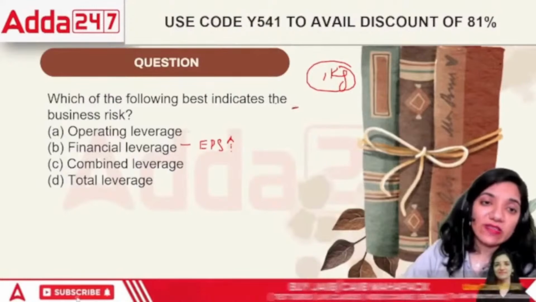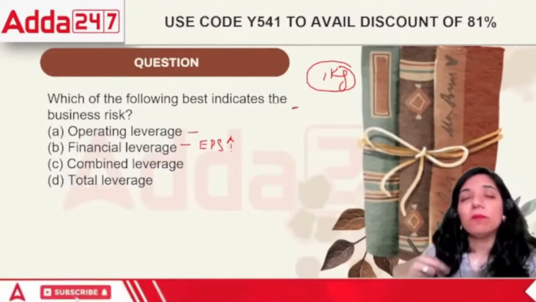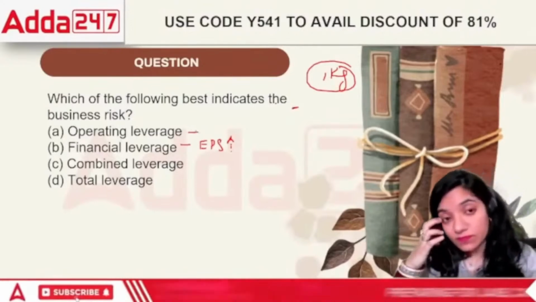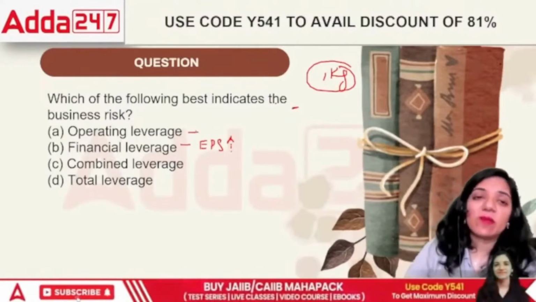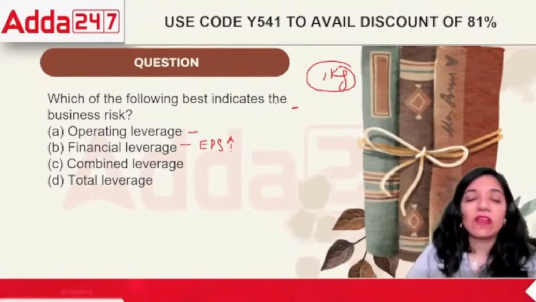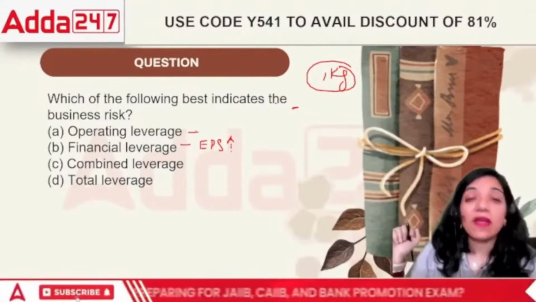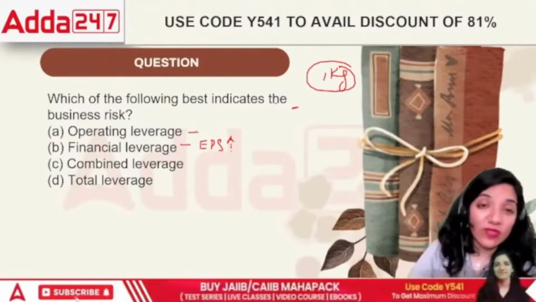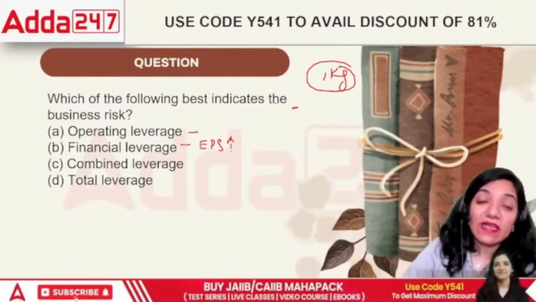Then we have operating leverage. Operating leverage means the leverage which talks about maximum profit for the business, the day-to-day profit, right? And then we have combined leverage. Ultimately, operating and financial leverage coming together becomes combined leverage. And then we have something called total leverage. Technically, there's nothing called total leverage. We call it the combined leverage.